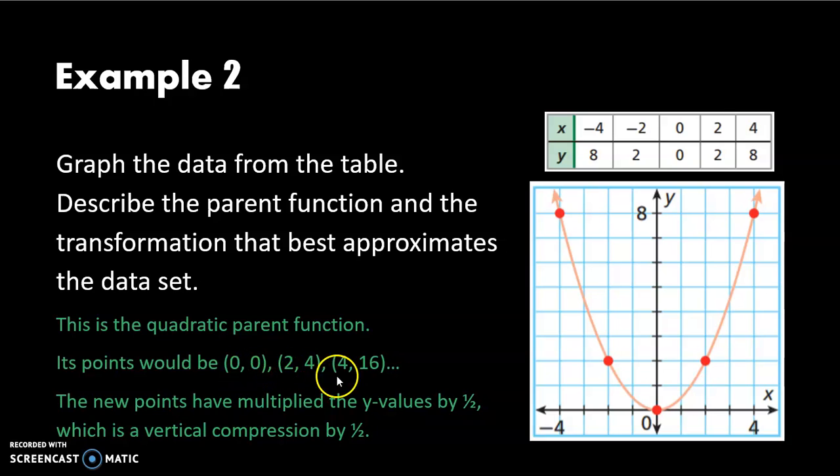And now what I'm going to do is compare these points with the points I had up here. 0, 0 stayed the same, but 2, 4 turned into 2, 2. They either subtracted 2 or divided it in half. Notice what happened at 4. It's supposed to be 4, 16. Now it's 4, 8. 8 is half of 16. So they have multiplied the y values by 1/2. This is a vertical compression by 1/2. Okay, and if you can't tell that, I would definitely recommend watching my lesson 1.8 video where we go over those descriptions. We have one more example for this.